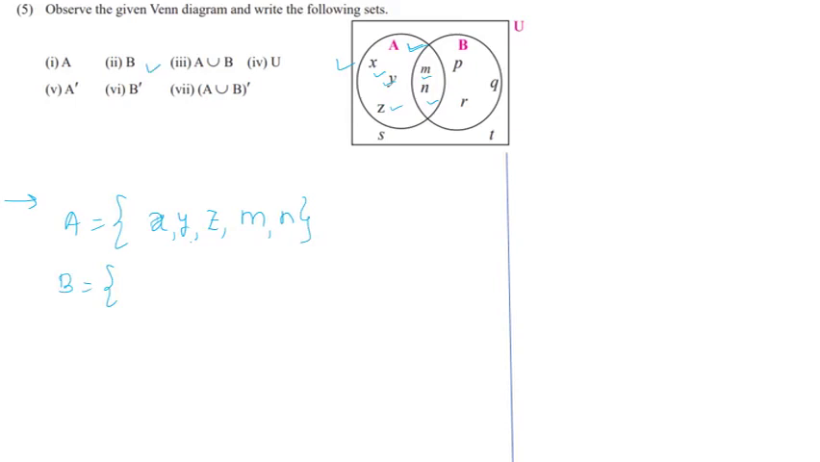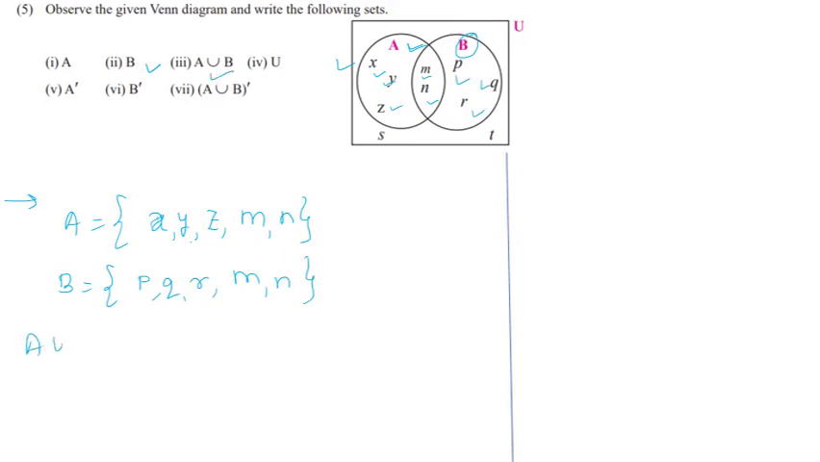The second set is B. Observe the second circle. The second circle represents B. B contains P, Q, R, M, N. Right here, P, Q, R, M, and N. Okay. Then the third set, A union B.